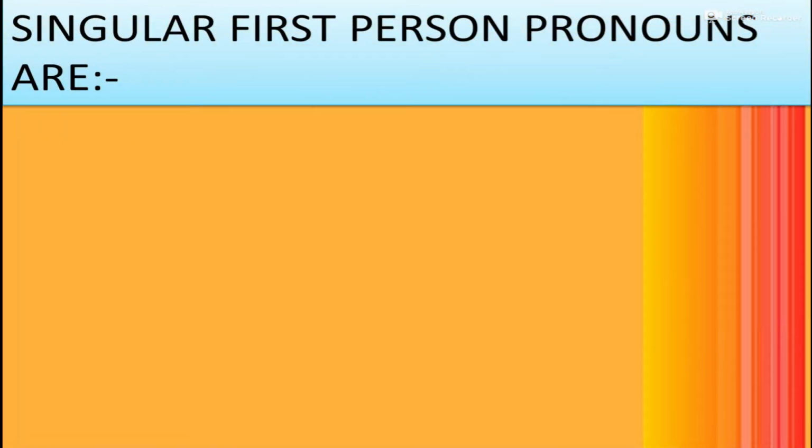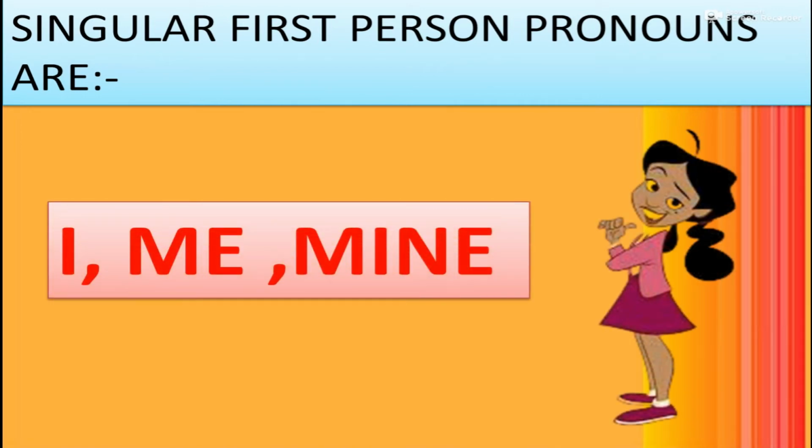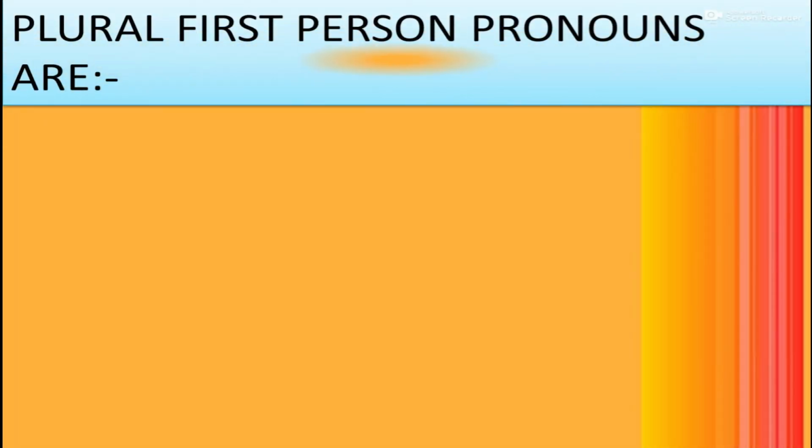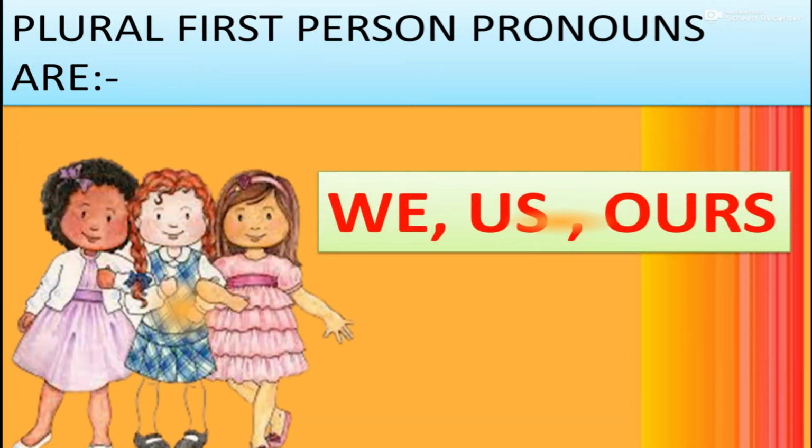Singular first person pronouns are I, me, mine. Remember, to replace singular pronouns, we add singular first person pronouns, that is I, me, mine. Now, plural first person pronouns. Plural first person pronouns are we, us, ours.